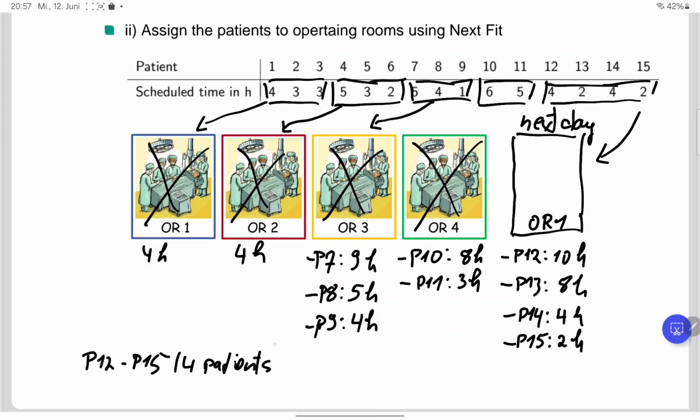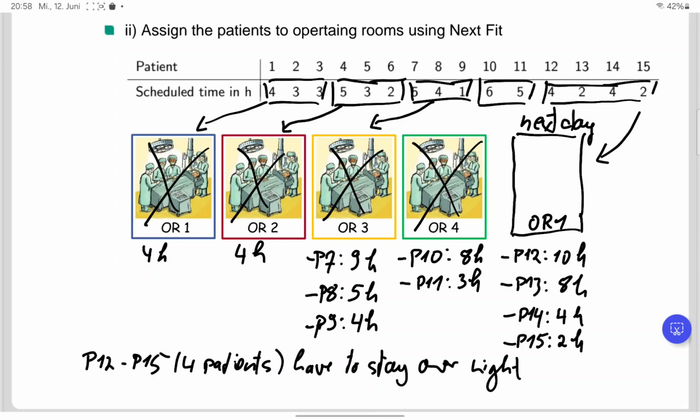They have to stay overnight because, sorry for my handwriting, because all operating rooms are blocked due to the next fit heuristic, and the surgeries of 4 patients have to be delayed to the next day.